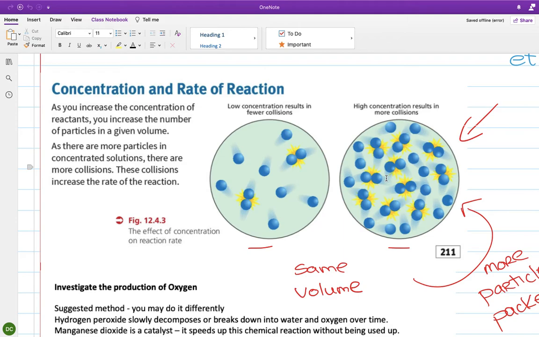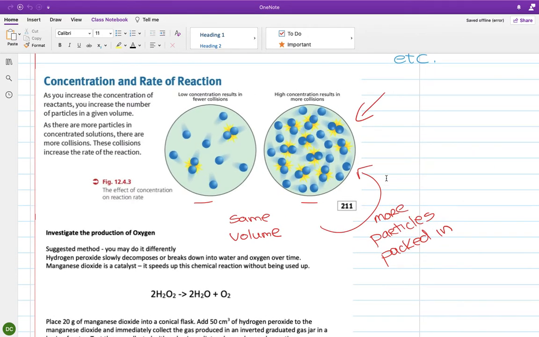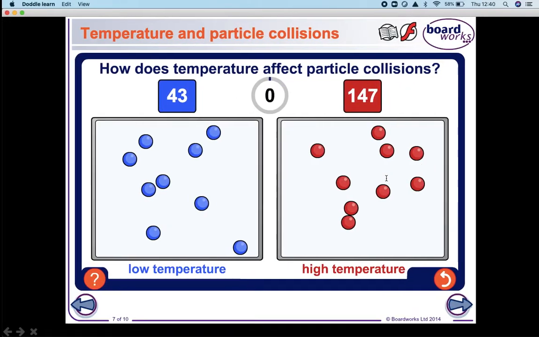Way more particles are packed in on the right hand side there than there are on the left. As a result, when those particles try to move, they're going to collide a lot more than in the diagram on the left hand side. And as a result, that affects how quickly the reaction happens. Okay, so let me show you.